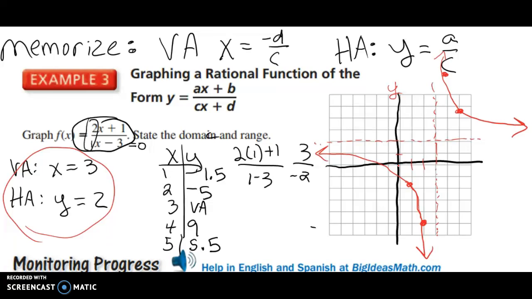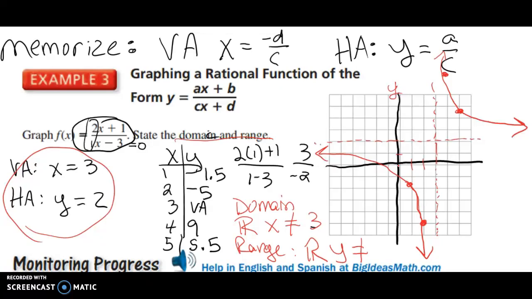So there's our graph. Lastly, let's state the domain and range. For the domain, it's going to be all x values except our VA number, which is 3. For the range, you're going to have all y values except for the HA number of 2.